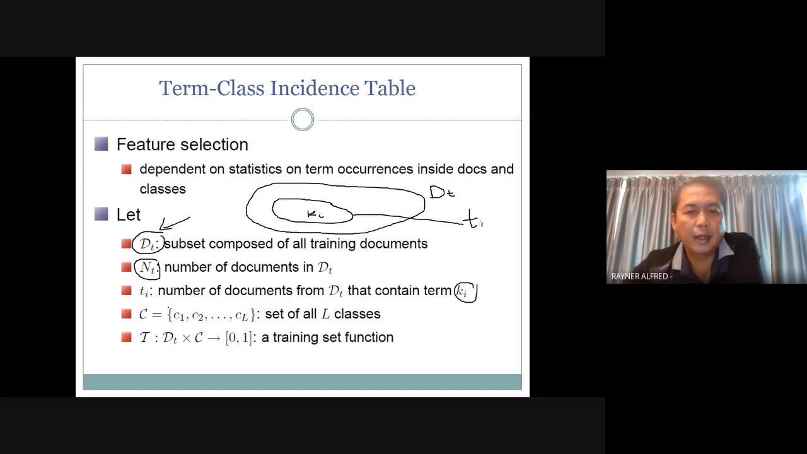Okay? And we also have the class label. The class label could be more than 2. And the training subfunction is that we want to assign each document that we have here to the class label, to become true and false. So we may have something like 0, 1, 0 here. Okay, so that means that the document belongs to class 2.